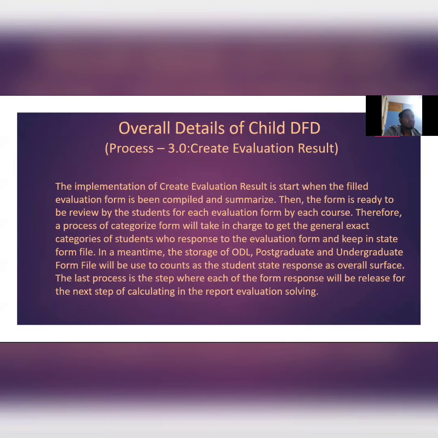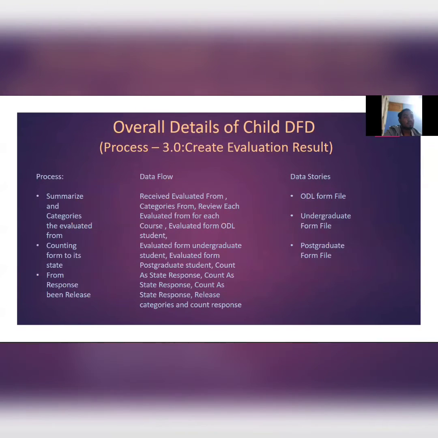In the meantime, the storage of ODL, postgraduate and undergraduate form file will be used to count the student stage response as overall survey. The last process is the step where each of the form responses will be released for the next step of counting in the report evaluation. Next, it has 3 processes: summarize and categorize the evaluation form, counting from each stage form response being released. And here are the data flows. And data storage has 3 data storage: ODL form file, undergraduate form file, and postgraduate form file.